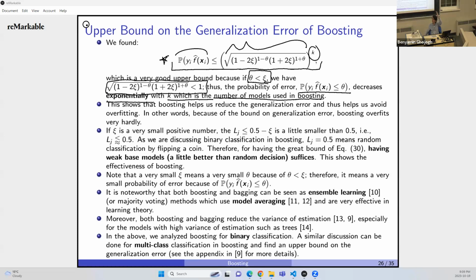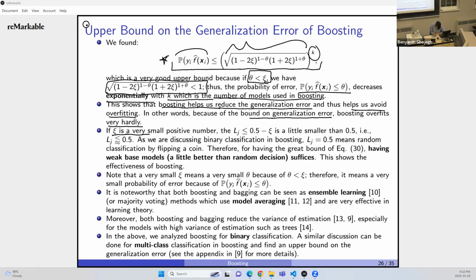And they become smaller when k is a large number, when I have a large hierarchy. Agreed? So the larger, the better, because my boosting becomes stronger. This shows that boosting helps us reduce the generalization error, right? And helps us avoid overfitting. Did you understand? I haven't yet explained why for the weak classifier, but I'm explaining why boosting is very good. Why is this generalization error very good? Because we just showed that we have values a little smaller than 1 to the power of k, and for a large k the probability of error becomes too small. In other words, because of the bound on generalization error, boosting overfits very hardly. So one of the techniques to avoid overfitting is using boosting.